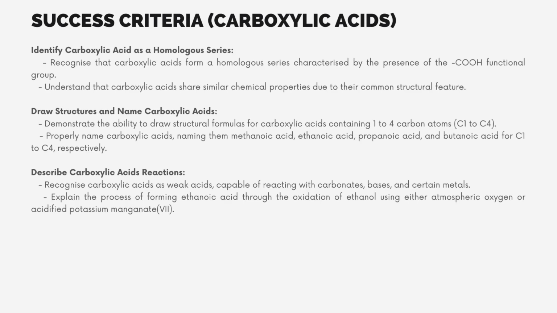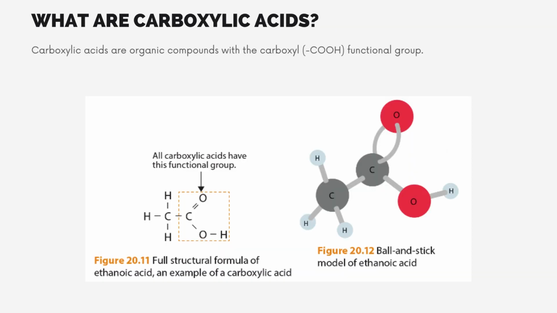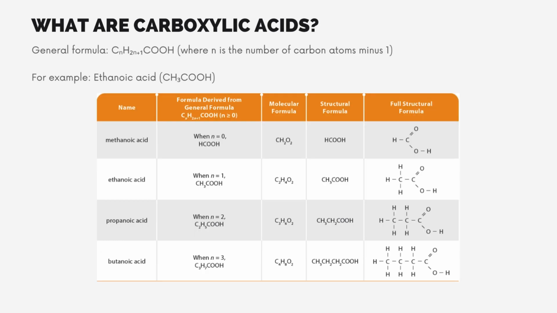Here are the success criteria. Do make sure you are able to achieve all these by the end of the section. Carboxylic acids are organic compounds with the COOH functional group. Carboxylic acids have the general formulae as shown. You will need to learn how to name, how to draw the structures and the molecular formulae of carboxylic acids containing 1 to 4 carbons.